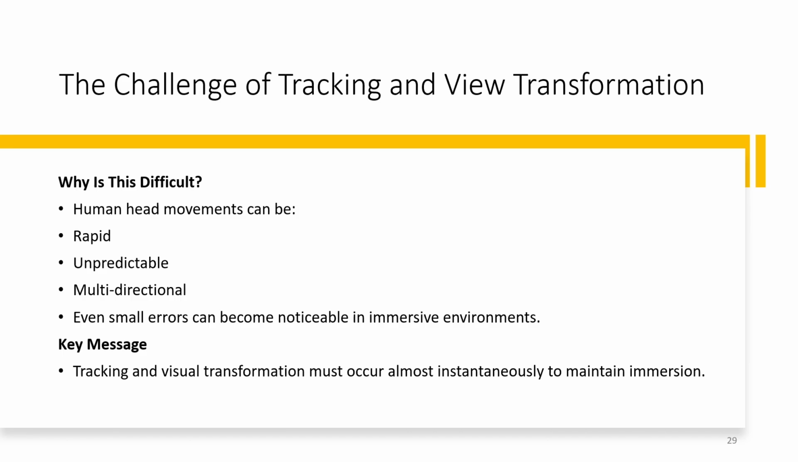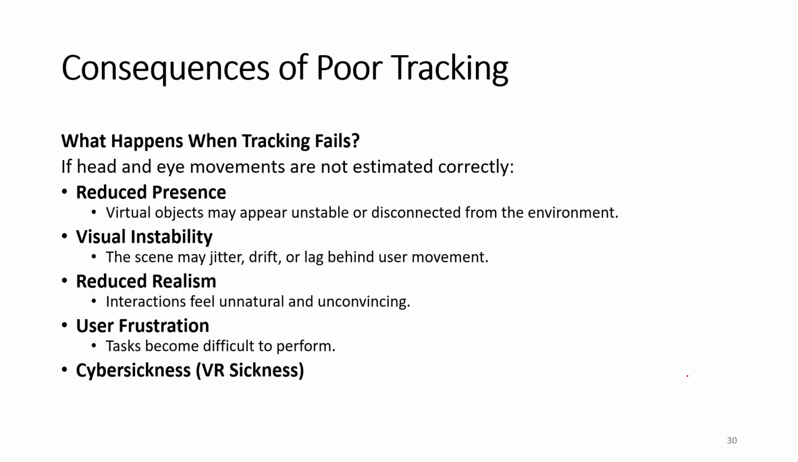Now, why is this difficult? Well, that is because human head movements can be really rapid, unpredictable, and multi-directional, and even small errors can become noticeable in immersive environments. So, tracking and visual transformation must occur almost instantaneously to maintain your immersion. If the tracking is poor, then it fails.